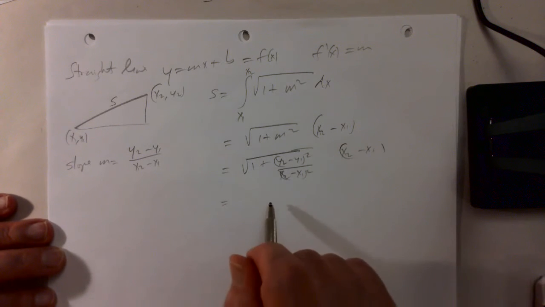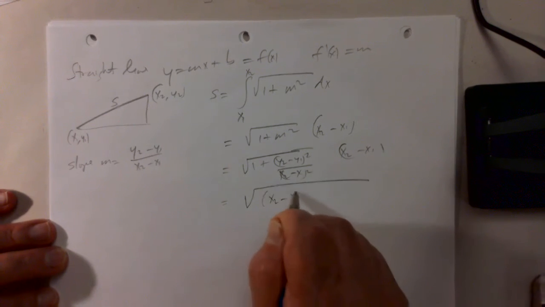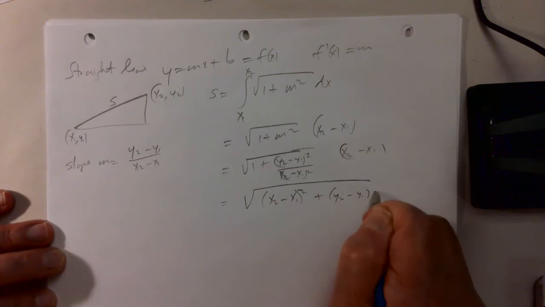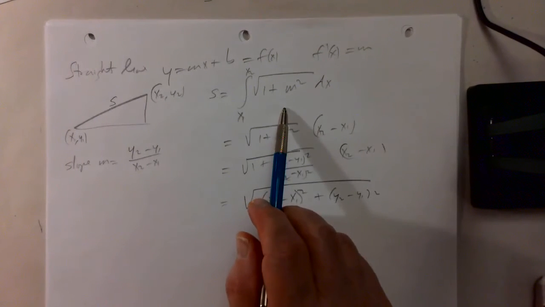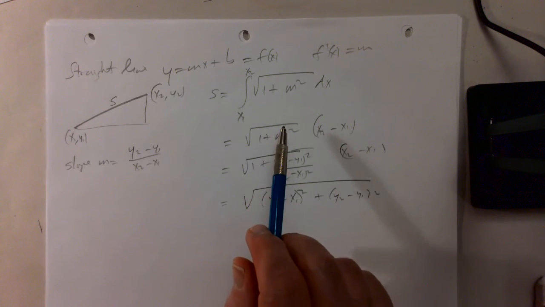And if you do the algebra, if you simplify this, you get exactly the square root of x2 minus x1 squared plus y2 minus y1 squared. So this integral for the formula for arc length does do the minimum we would expect it to do, which is to reproduce the length of a line.